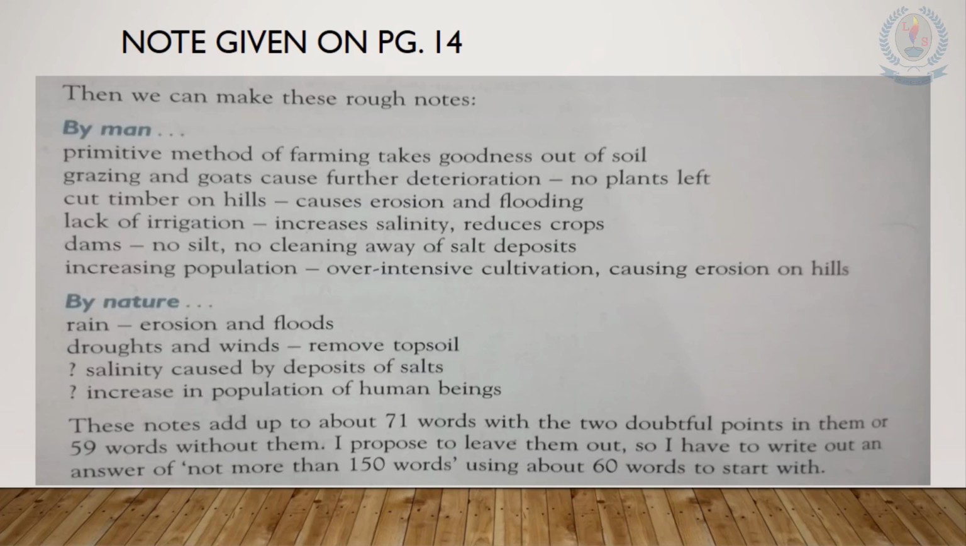Right? Now let's look at causes by nature. Rain, erosion and floods. Droughts and winds, removal of topsoil. Salinity caused by deposits of salt. Increase in population of human beings. Right? So the last two are doubtful. They are put question marks. Why do you think that is? Because these two points are indirectly connected to human action. Salinity caused by deposits of salt.